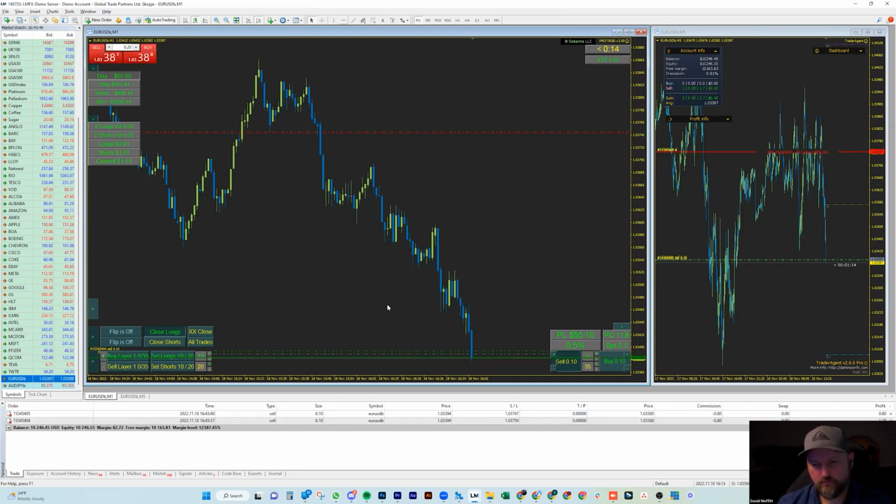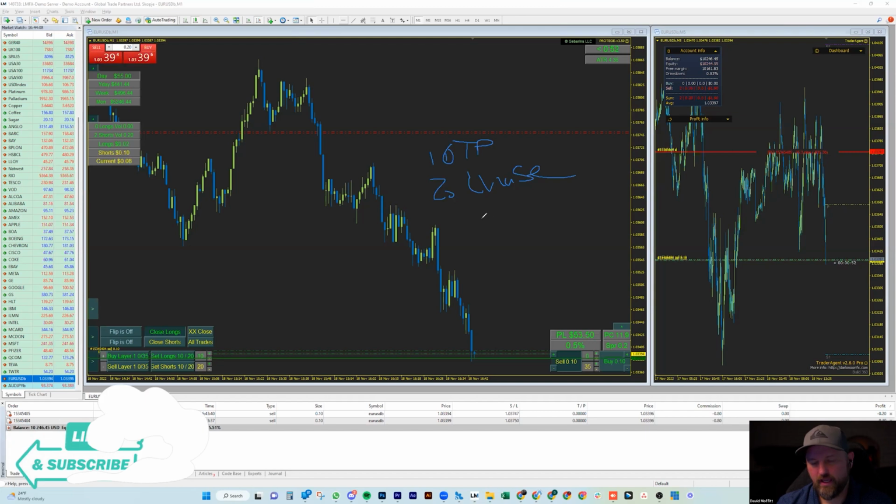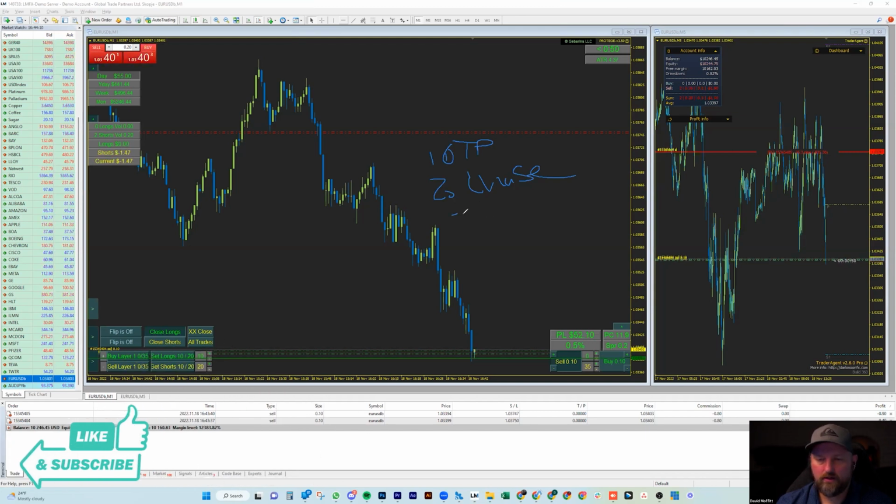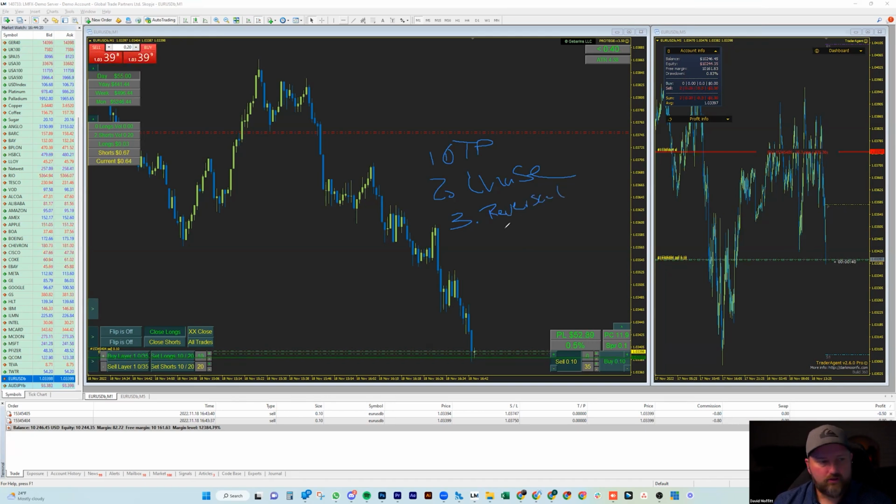So the rules to riding the wave are this, just to kind of reset. One, you have zero take profits. Two, you never get in, you don't chase the market. So we're not chasing the market. And when you do get in, your exit point is when you see a reversal confirmation.